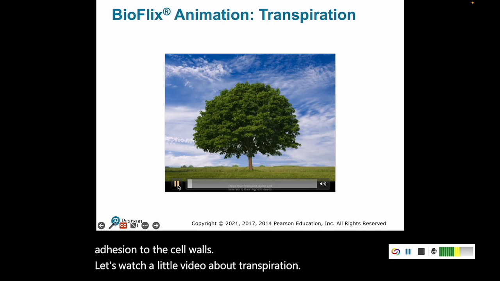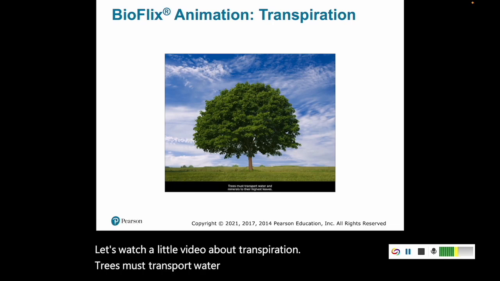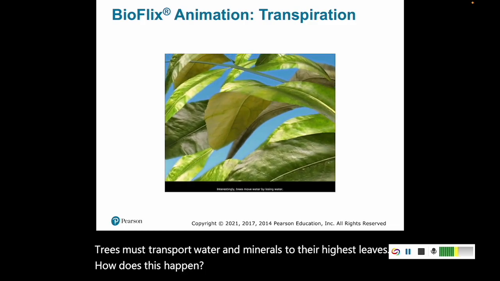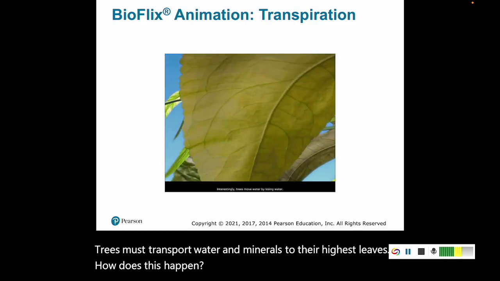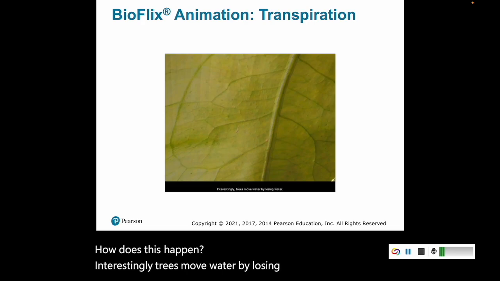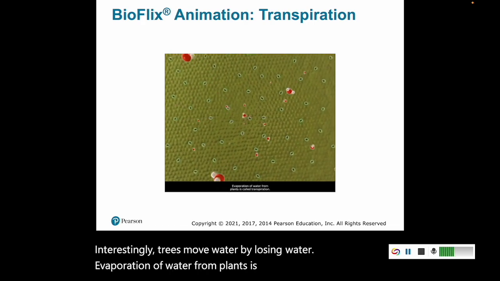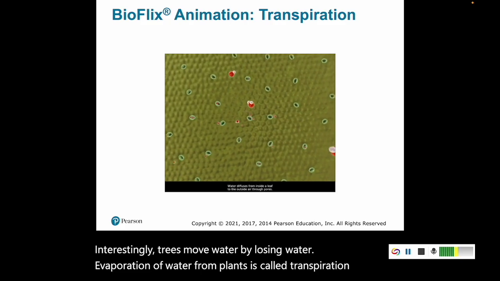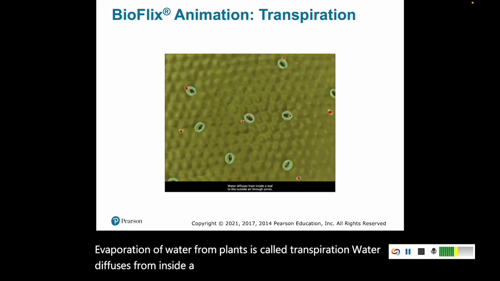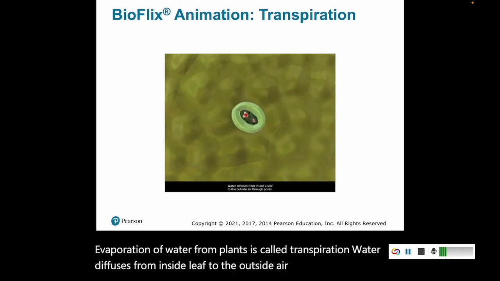Trees must transport water and minerals to their highest leaves. How does this happen? Interestingly, trees move water by losing water. Evaporation of water from plants is called transpiration. Water diffuses from inside a leaf to the outside air through pores.